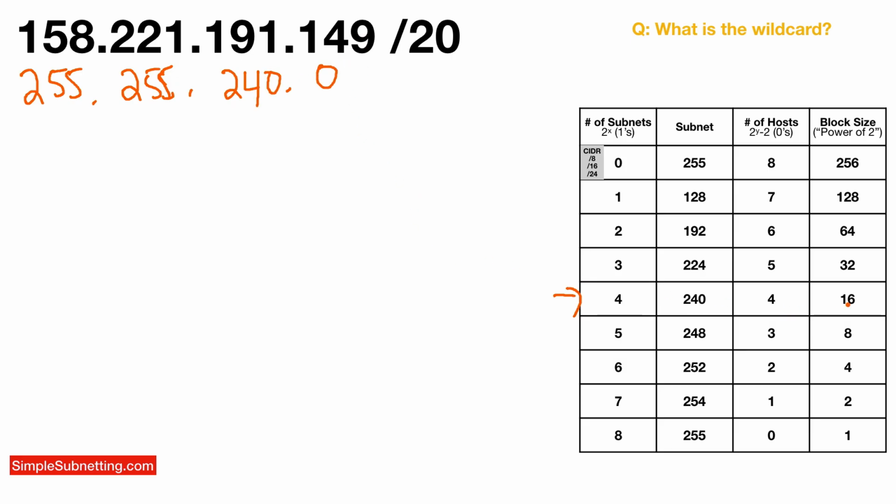So the block size is 16. So we minus 1, which is 15. So we replace this one. And then we turn 0s into 255. We turn 255s into 0s. And that is the wildcard.